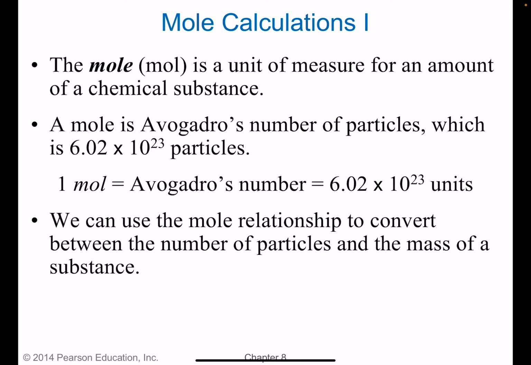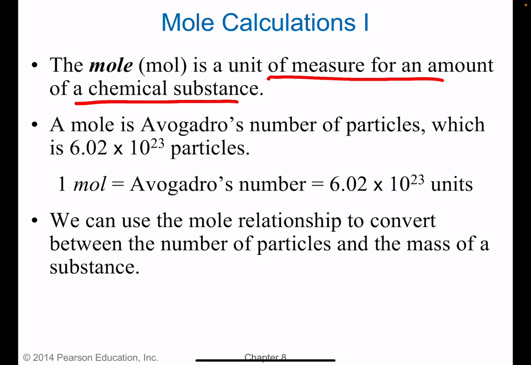In this video, we are going to review moles, molar mass, and how we can use that to do different stoichiometry problems. So the mole is the unit of measure for an amount of a chemical substance, and it's very similar to how we might say a dozen is 12. So a dozen donuts is 12 donuts.